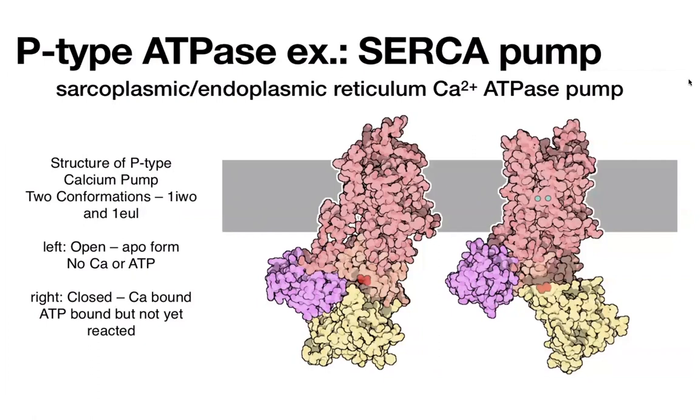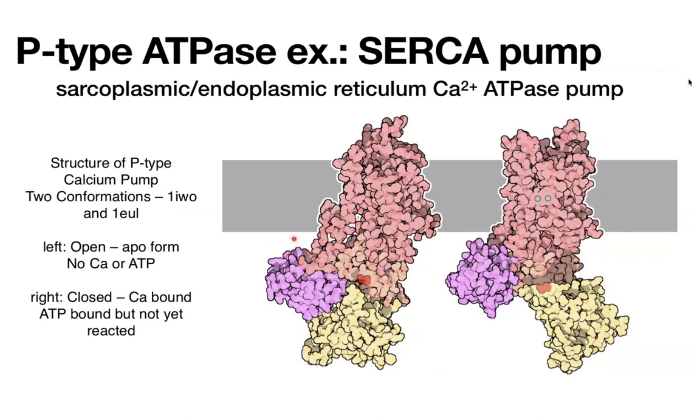So remember, what it's going to be doing is taking calcium and pumping it into that compartment. And in order to do this, it's going to undergo these shape changes. Now on the left, it's a little confusing because this is the open form, but basically what it's saying is that it's open to calcium. So you have this channel open so that calcium and ATP can come and bind.